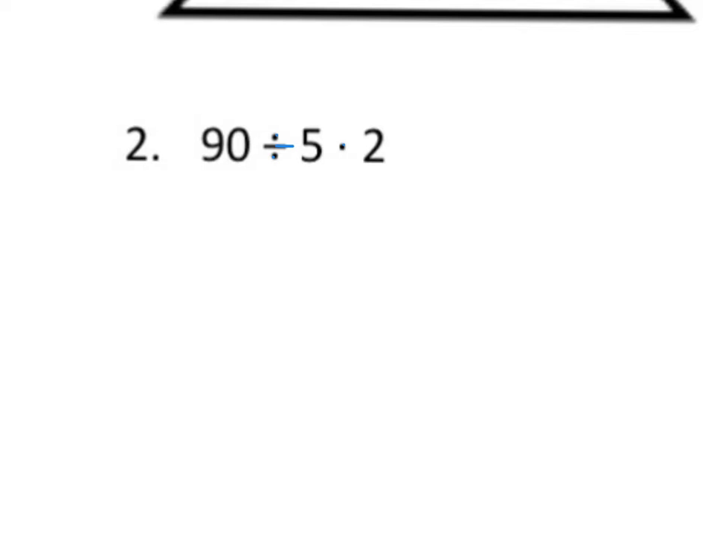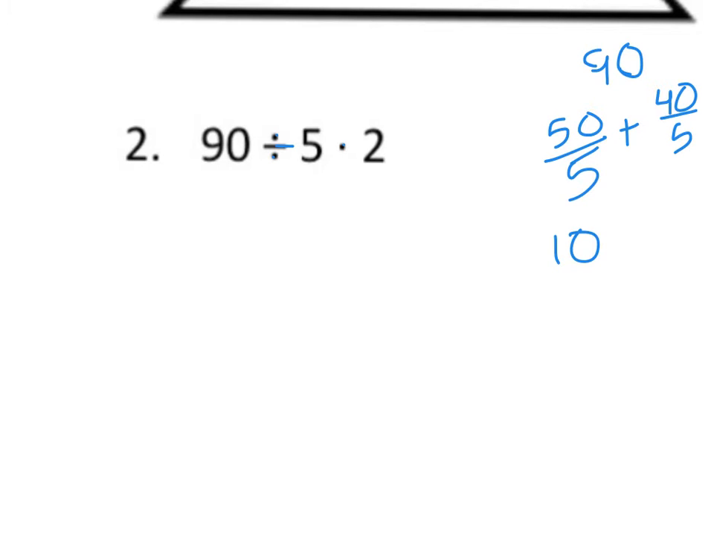So start with the one on the left, division. So we're going to do 90 divided by 5 first. What's 90 divided by 5? Well, I'm just going to do this on the side here. 90 is really 50 plus 40, which makes sense because 50 divided by 5 makes 10, plus 40 divided by 5. 5 times 8 is 40. Okay, so 8. Bring down the plus. 10 plus 8, 18.